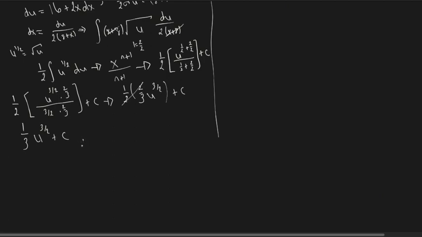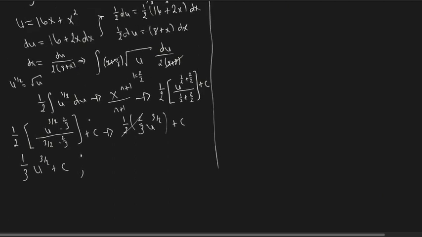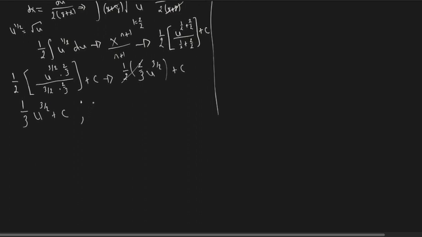What was our u equal to? If we look up here, we said u is equal to 16x plus x squared. So let's sub that back in. We're going to get 1/3 of 16x plus x squared to the 3 over 2 plus c.